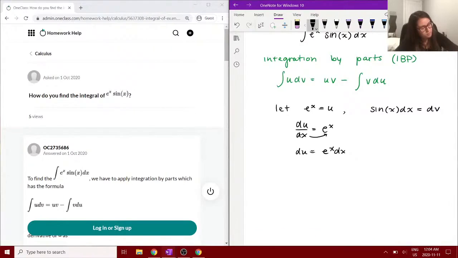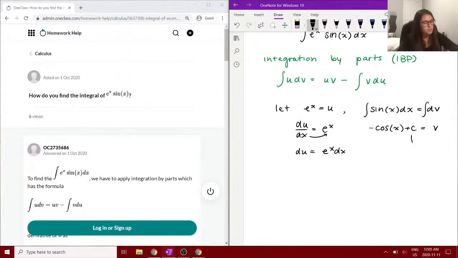So for the exponential term that we just did, we took the derivative. But for the sine x dx term, we're going to take the integral so that we can see what the not integrated version looks like, okay? So we're taking the integral of both sides. We know that the integral of sine x dx is negative cosine x plus c, some constant, and that is equal to v because the integral of dv is just v.